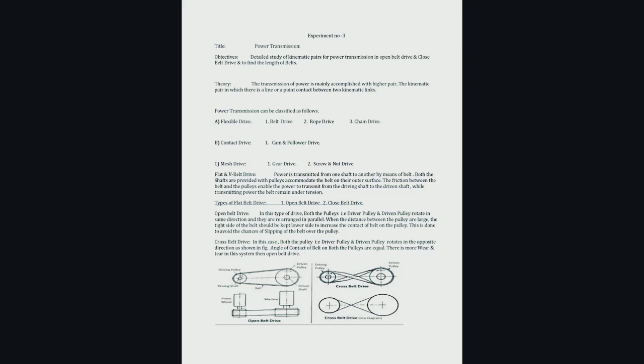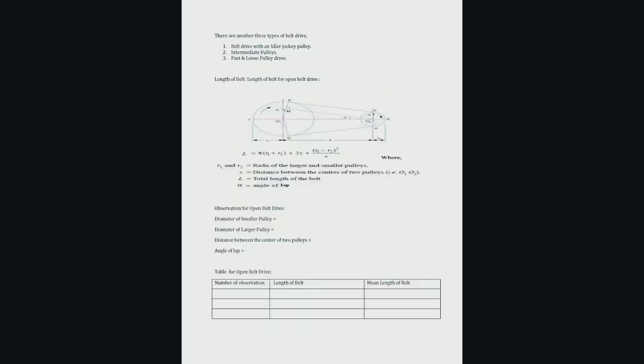For classification based on types of contact: A. Point contact. B. Surface contact. C. Line contact. For example, open belt drive and close belt drive. Questions: 1. Define kinematic pairs. 2. What are the differences between point contact, surface contact, and line contact?